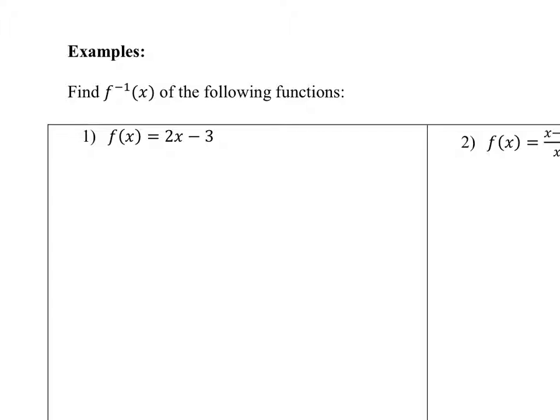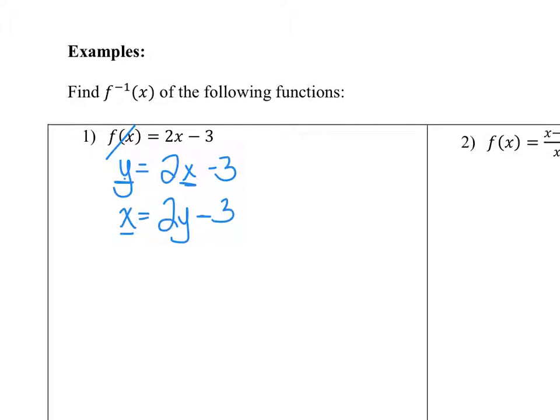So for an example like this, the first thing we're going to do is make that a y. f of x and y are the same thing. We just use f of x and g of x and all those different letters because it helps us identify different functions easier. If we just used y for everything, they'd all be the same function. So y equals 2x minus 3. Now we switch the x and the y. Wherever x is, y is, they change. So y now is x, and x is now y.